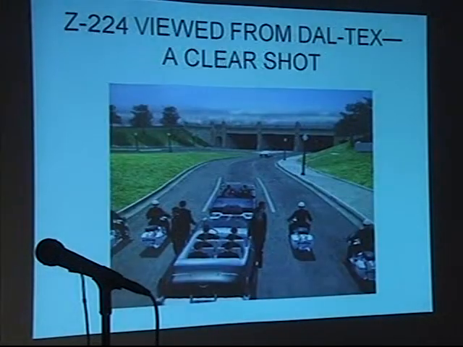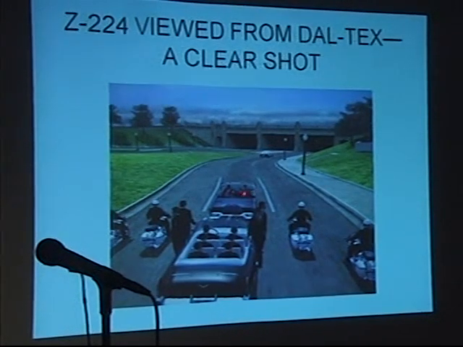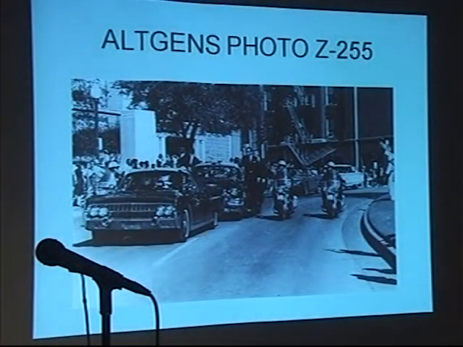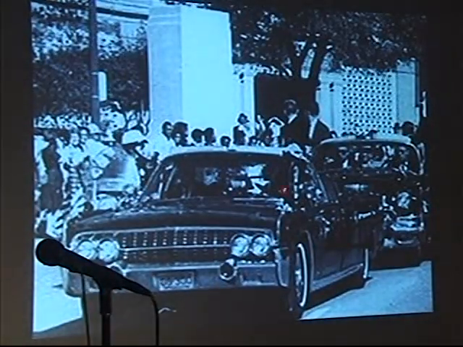Next slide. This is 224 viewed from the Dal-Tex, and you still have a clear shot. Again, Kennedy has moved slightly to his left as he's grabbed his throat, and I think the bullet comes over his right shoulder and hits Connolly in the right armpit. Next slide. And this is Altgens's Z255. There's no fractured windshield yet. Next slide. And this is a close-up, and there's Kennedy, who can be seen grabbing his throat.